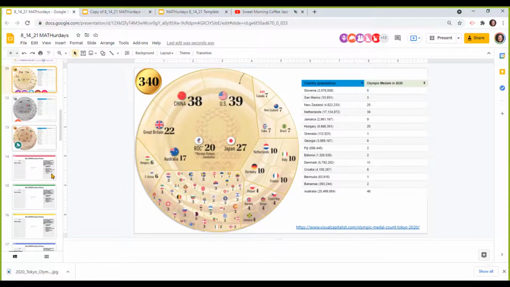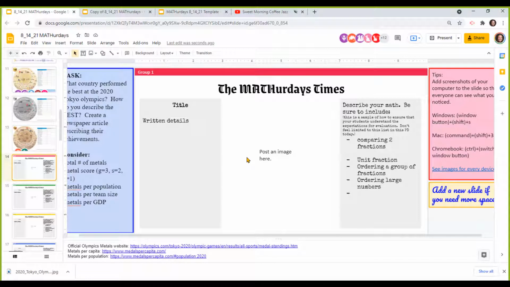So here's your task. I'm down on slide 14. What I have for you is a template you can use for your students if they are to make a news article. You're going to have a title, some details, a little place to post an image, and on the right-hand column, it describes what you need to have included in your newspaper article. In other words, what your grading criteria is. Folks, don't feel limited to this. If you teach a different grade level, feel free to bring it low, bring it high, wherever you'd like. But this is an example of some of the things that I would have my students showcase in here.